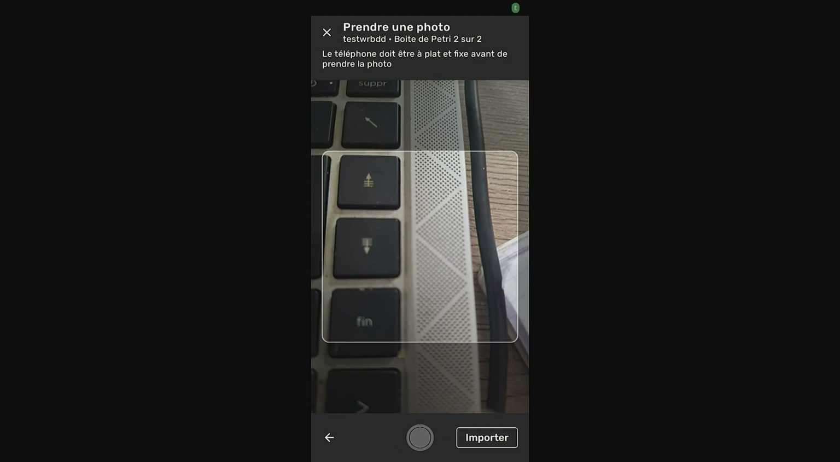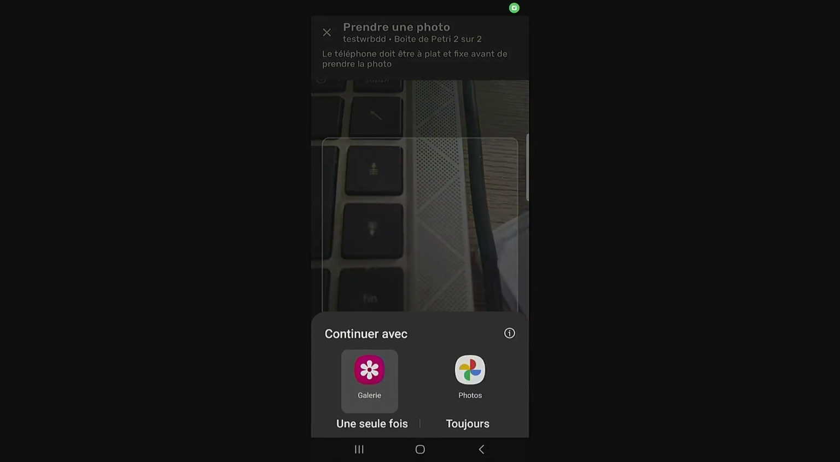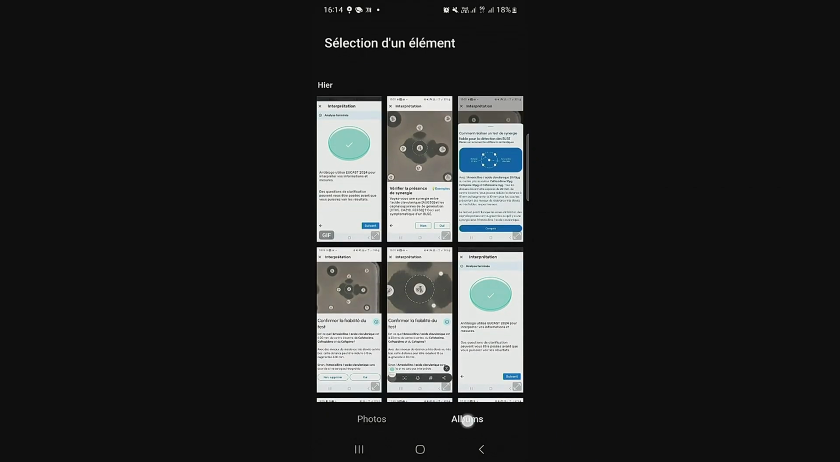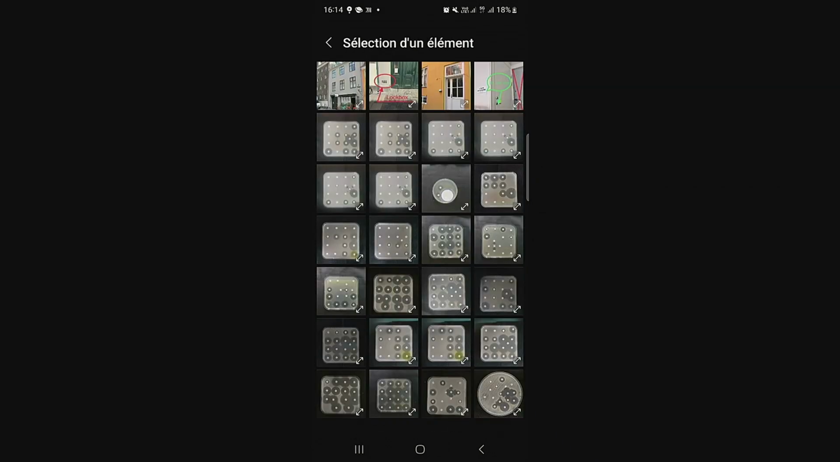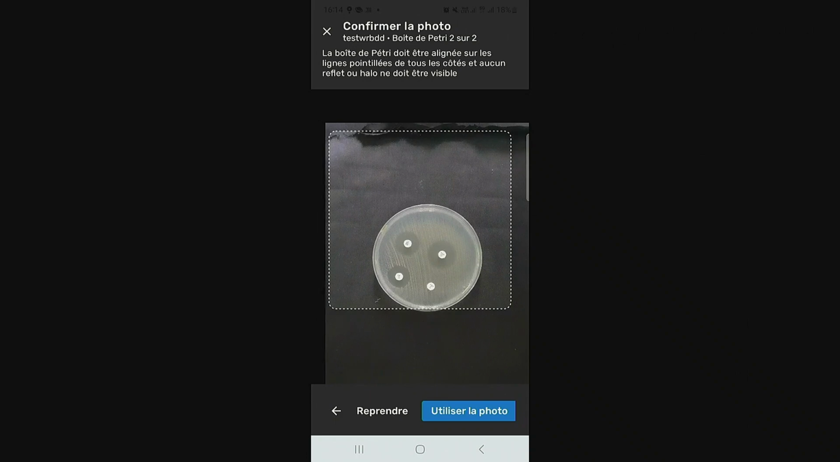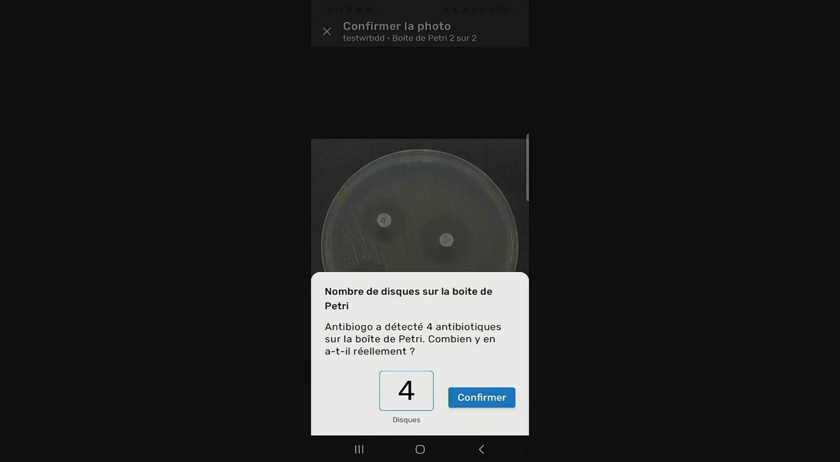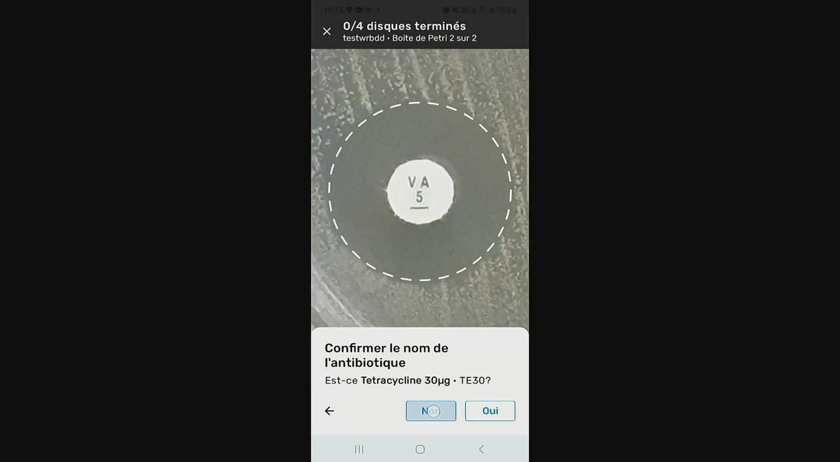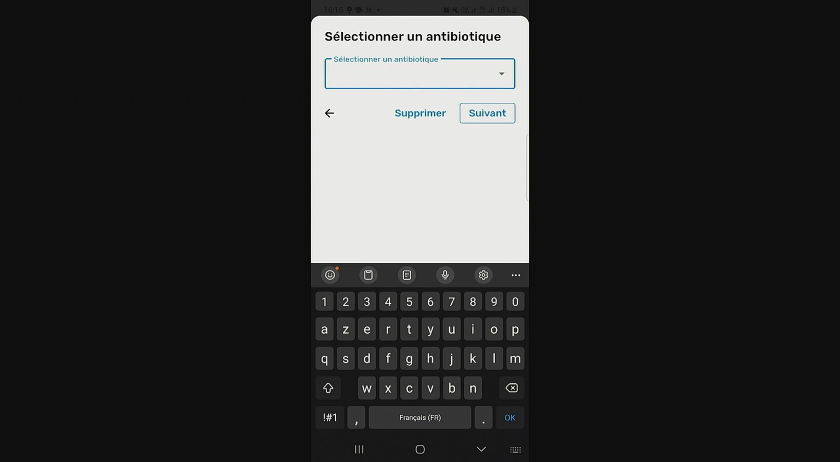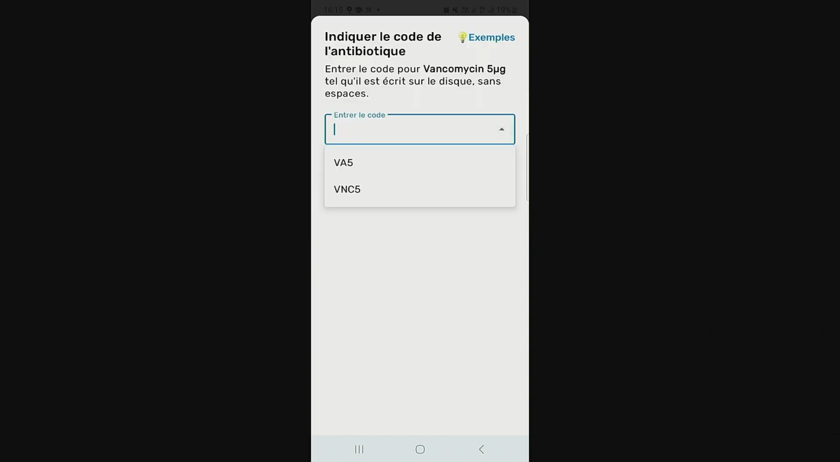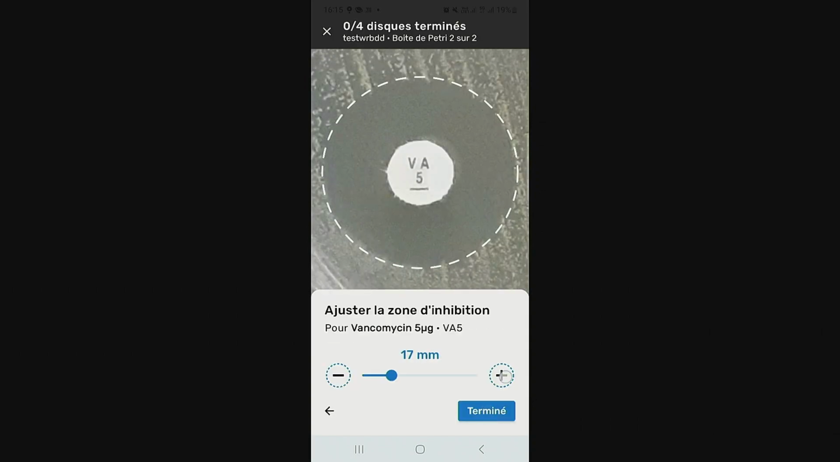So now we move to the second Petri dish. Of course, I'm not going to use a picture of E. coli, on purpose. I am uploading another type of AST. Here we detected 4, that's fine. And as you can see here, it said it's vancomycin, it's tetracycline. No, it's vancomycin. So it has to be corrected manually by the user by changing the name and entering the code that you are seeing.